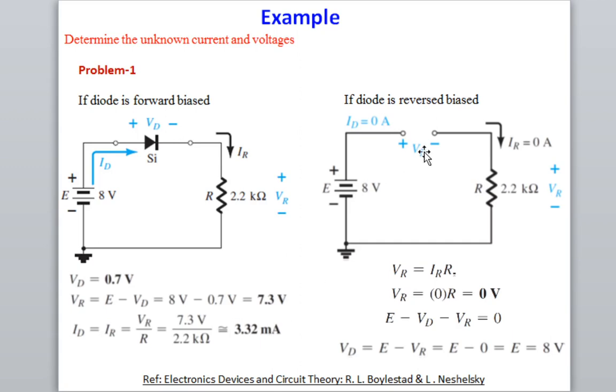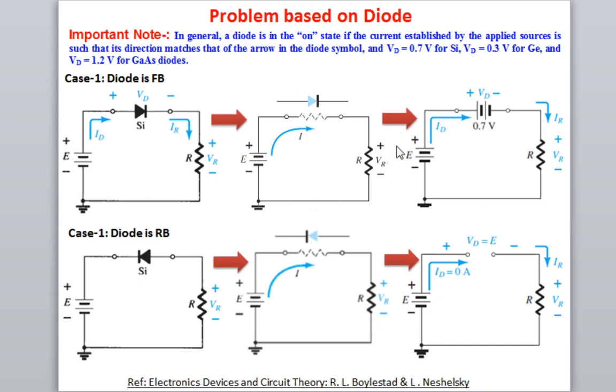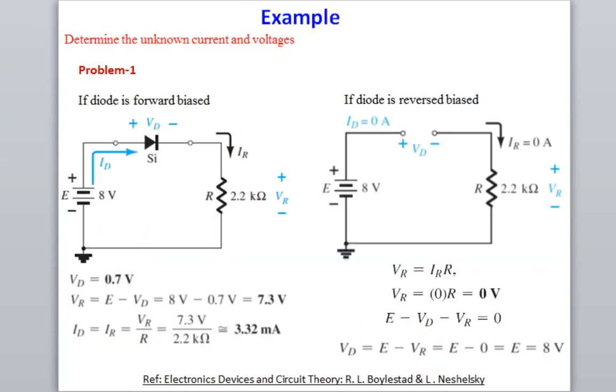Similarly, let us say it is not asked, but if you take the second case, if the diode is in reverse bias, we know it will behave like an open circuit. An open circuit does not allow current to flow into the circuit. So obviously this diode current will be equal to 0, because the diode offers infinite resistance. Infinite resistance means 0 current. So ID, the diode current, is 0.